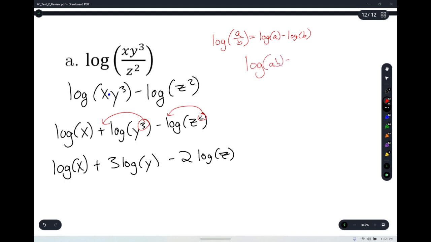Log of AB better equal log of A plus log of B. Right? And log of A to the B, better equal B log A.